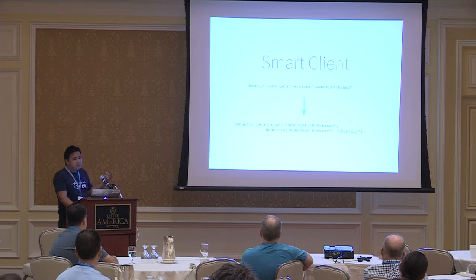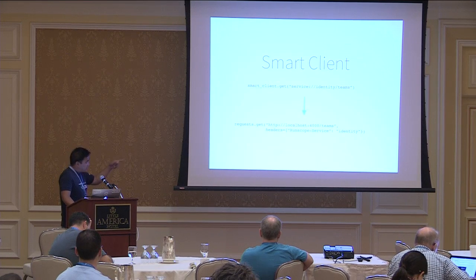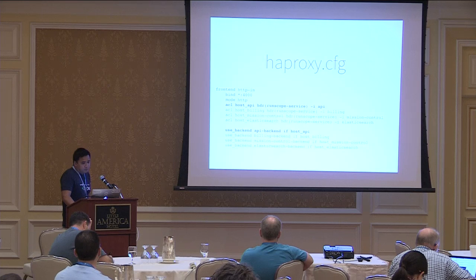So it makes the implementation of what Smart Client does pretty darn simple because it just takes a service URL, parses out the service name. We use a custom header, that Runscope service, and passes that service name in there, and the actual request is made to localhost and that front end port at 4000.